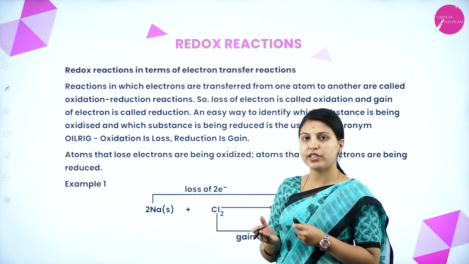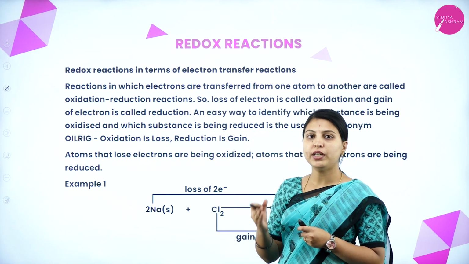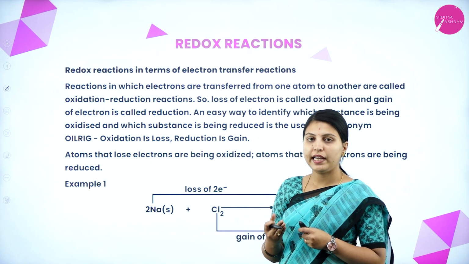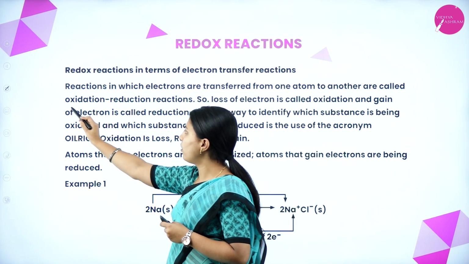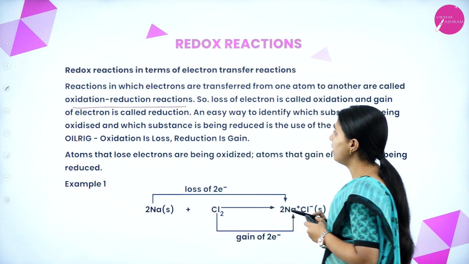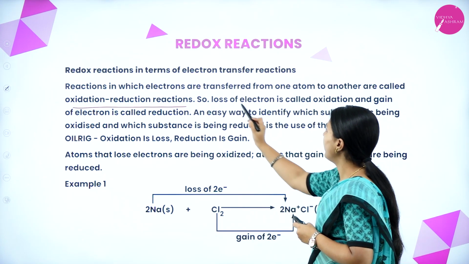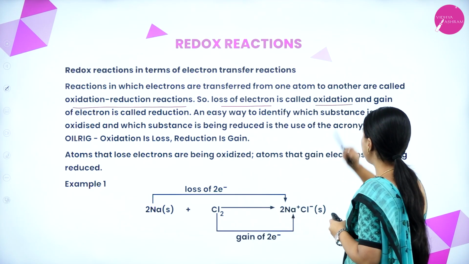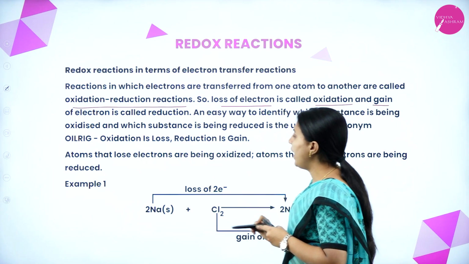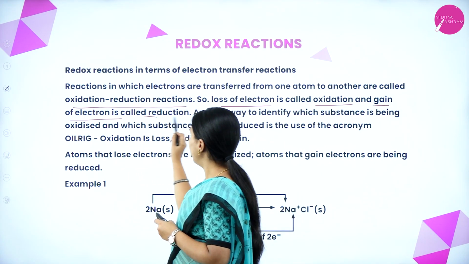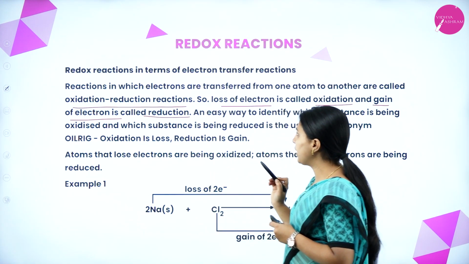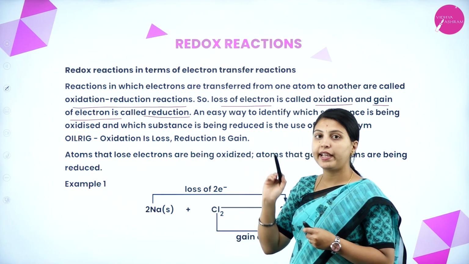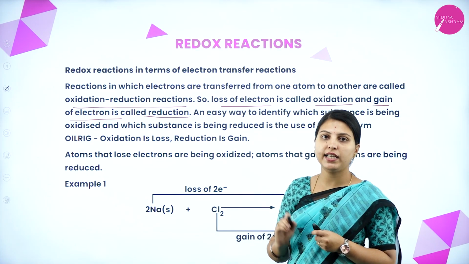In reactions, usually electrons are going to transfer from one element to another element. So, that will be considered as oxidation and reduction reaction. Loss of electron is called oxidation and gain of electron is called reduction. Loss of electron is considered as oxidation, gain of electron is considered as reduction.